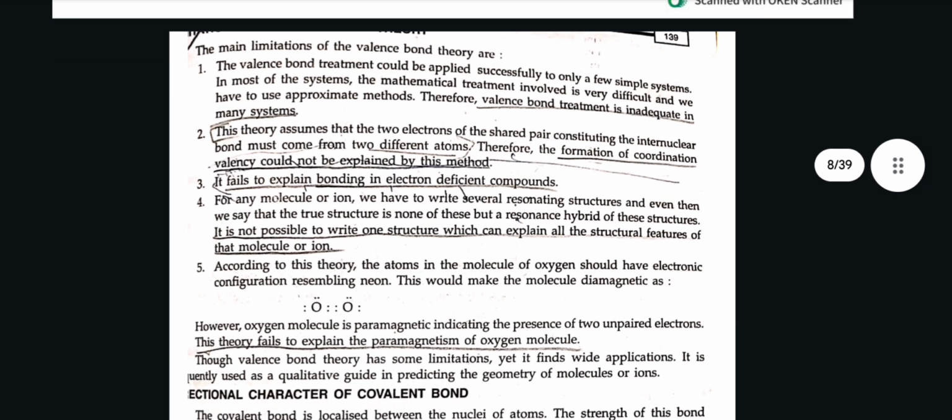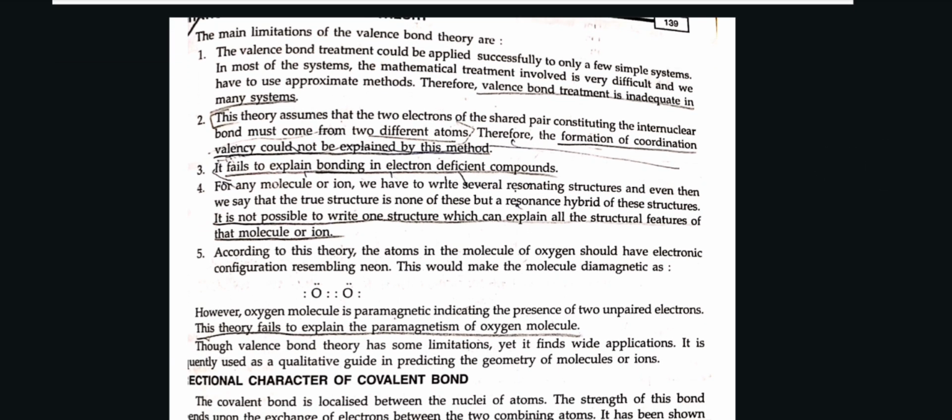Main limitations of valence bond theory: The valence bond treatment could be applied successfully to only a few simple systems. In most of the systems, the mathematical treatment involved is very complex and we have to use approximate methods. Therefore, valence bond treatment is inadequate in many systems. This theory assumes that the two electrons of a shared pair contributing to the internuclear bond must come from two different atoms. Therefore, the formation of coordinate valency could not be explained by this method. It failed to explain bonding in electron deficient compounds.